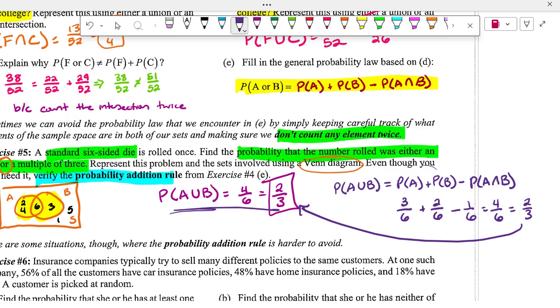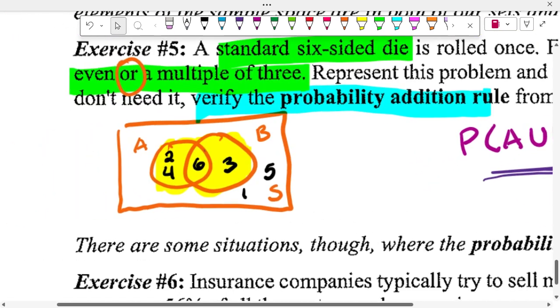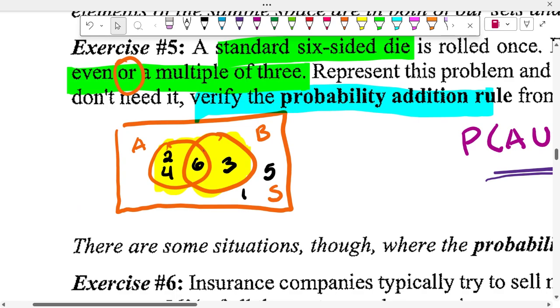So why wouldn't it be 5 over 6? Why would it be minus 1 over 6? Well, look at the 2 circles. How many numbers are in those 2 circles? 4. Oh, I didn't see the 5.